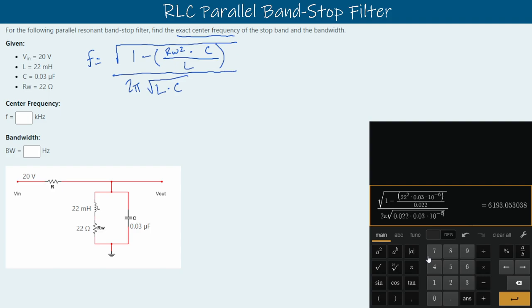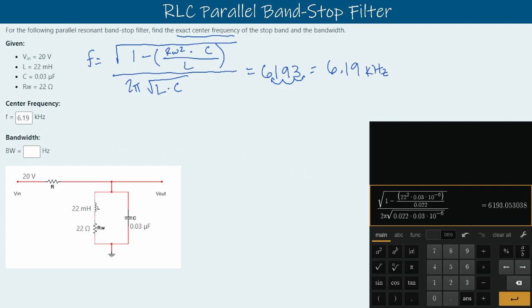All right, so we got our frequency out. We'll set our frequency equal to 6,193. They want it in kilohertz. Our decimal point's right here, so move it forward 1, 2, 3, and we'll keep 3 numbers out of this: 6.19 kilohertz. All right, and so that's our first answer. We'll type that in, 6.19.